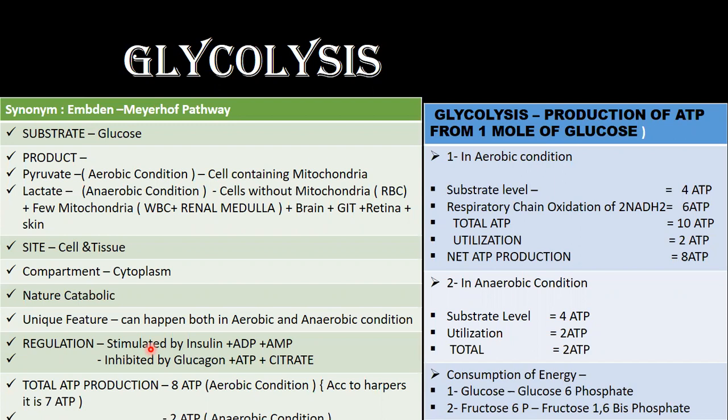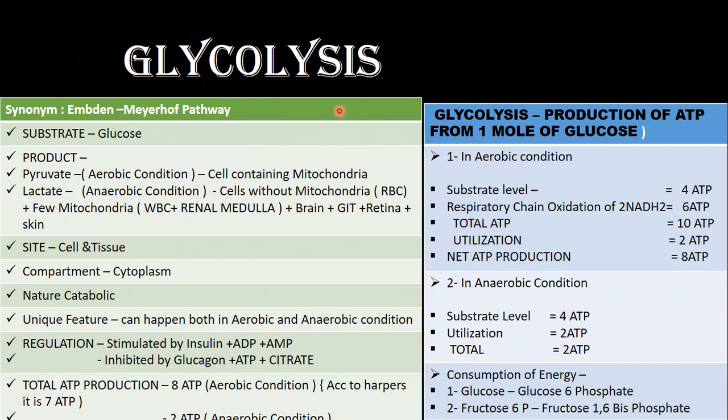Then coming to glycolysis, what is glycolysis concerned with? First, we need to know its synonym. Synonym means its other name. Another name is the Embden-Meyerhof pathway. It is one of the most important. Then we see what glycolysis is.